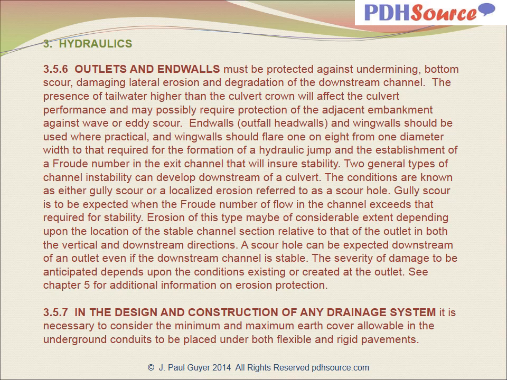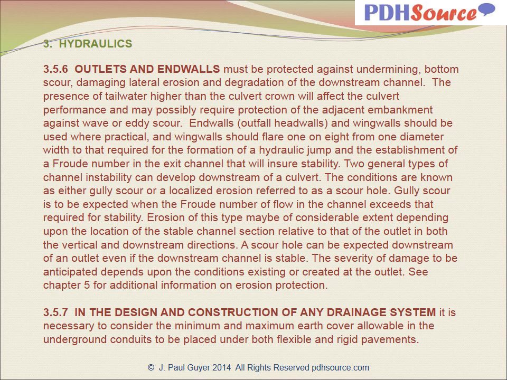Outlets and end walls of culverts must be protected against undermining, bottom scour, damaging lateral erosion, and degradation of the downstream channel. The presence of tailwater higher than the culvert crown will affect the culvert performance and may possibly require protection of the adjacent embankment against wave or eddy scour. End walls, outlet head walls, outfall head walls, and wing walls should be used where practical, and wing walls should flare 1:8 from one diameter width to that required for the formation of a hydraulic jump and the establishment of a Froude number in the exit channel that will ensure stability.